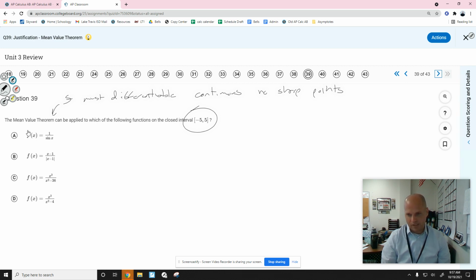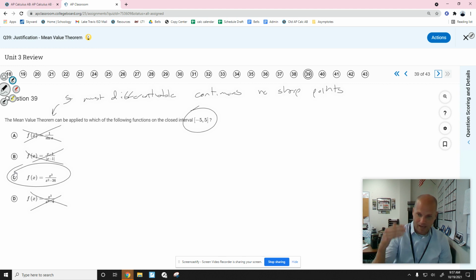This is not continuous at 0, so this is out. This is not continuous at 1. This is like the jump function, so that's out. This is continuous between -5 and 5. It's not continuous at 6 and -6. This is not continuous at 2 and -2 because that's when the denominator would be 0. Thankfully, I don't have to take the derivatives and check. I can just say that one. It's continuous. I'm going to assume the derivative is also continuous on the interval. So, good question. Your function has to be differentiable.